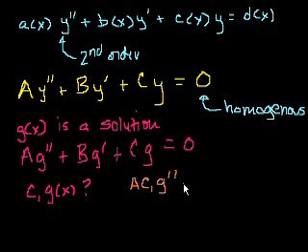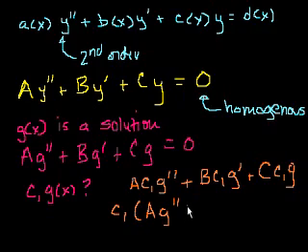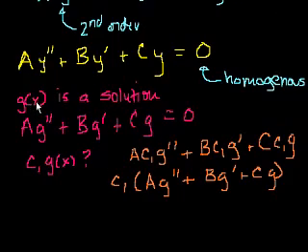g prime prime plus the same thing for the first derivative, b times c1 g prime plus c times, and this c is different than the c1, times g. And let's see whether this is equal to 0. So we could factor out that c1 constant, and we get c1 times a g prime prime plus b g prime plus cg.